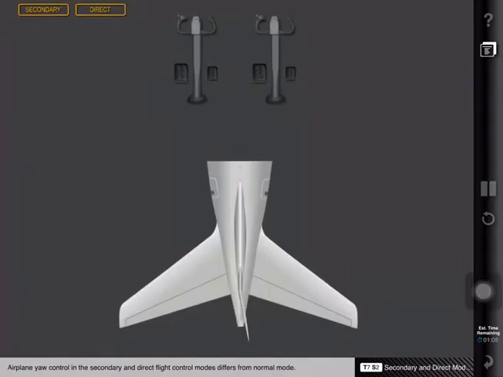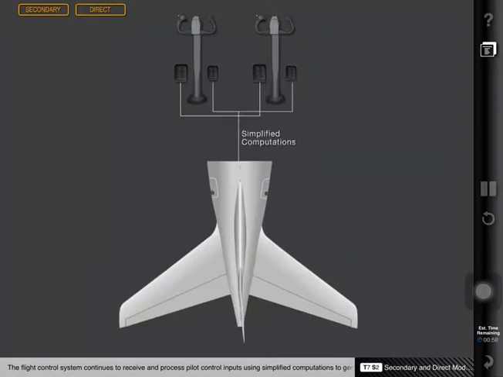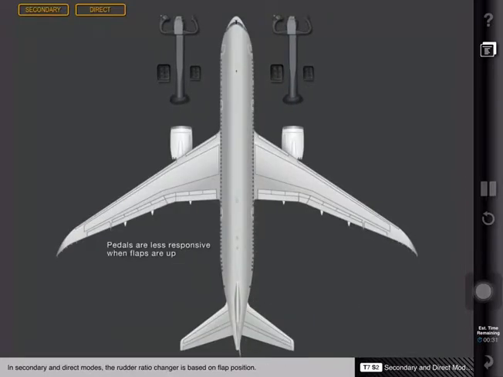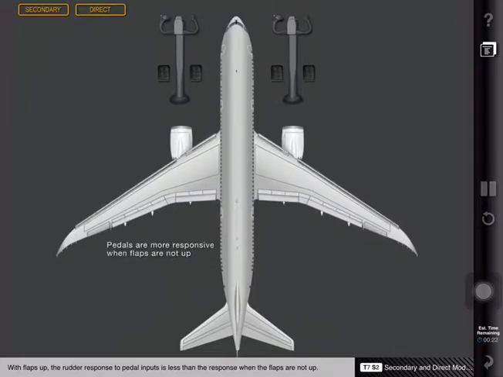Airplane yaw control in the secondary and direct flight control modes differs from normal mode. The flight control system continues to receive and process pilot control inputs using simplified computations to generate flight control surface commands. The rudder pedals command a proportional rudder deflection instead of a maneuver command. Pedal feel forces are unchanged from normal mode, but rudder response is slightly different. In secondary and direct modes, the rudder ratio changer is based on flap position. With flaps up, the rudder response to pedal inputs is less than the response when the flaps are not up.